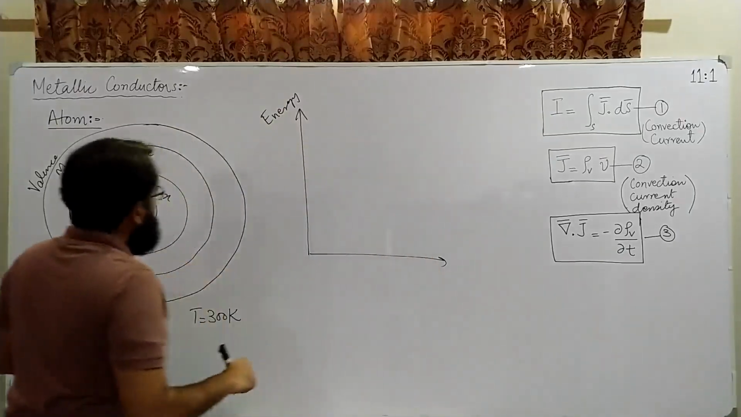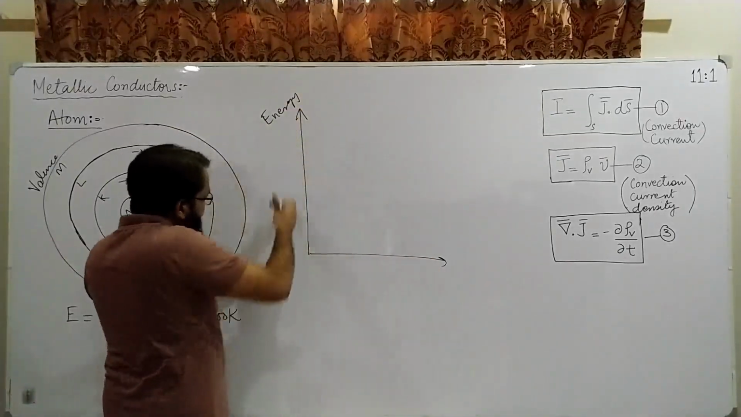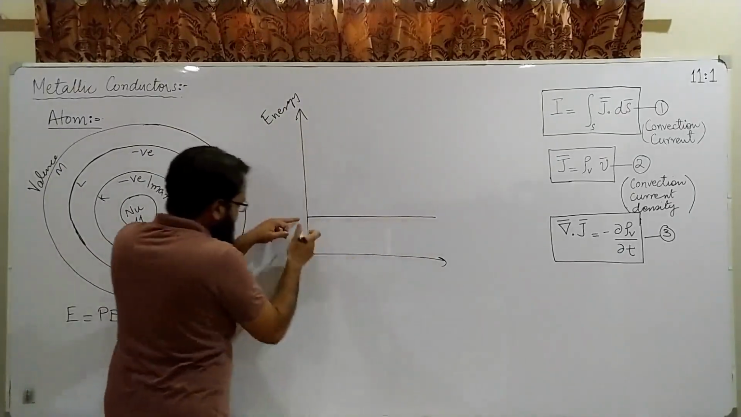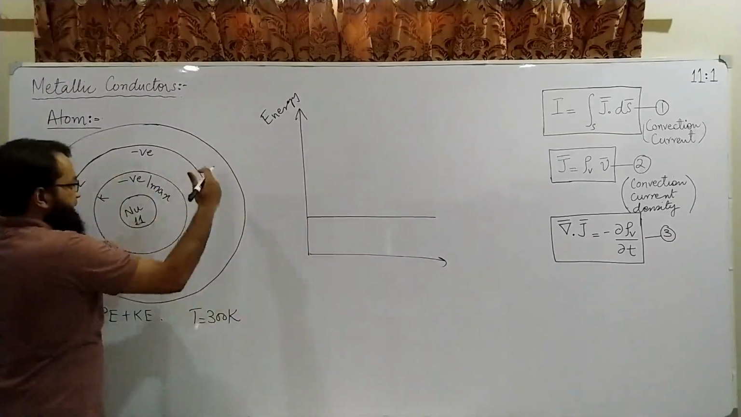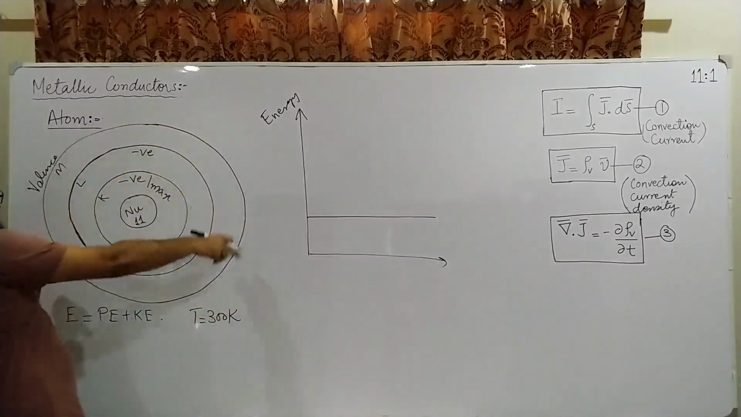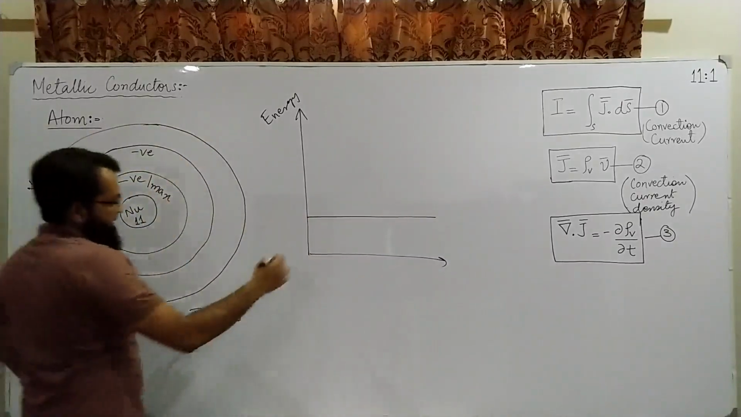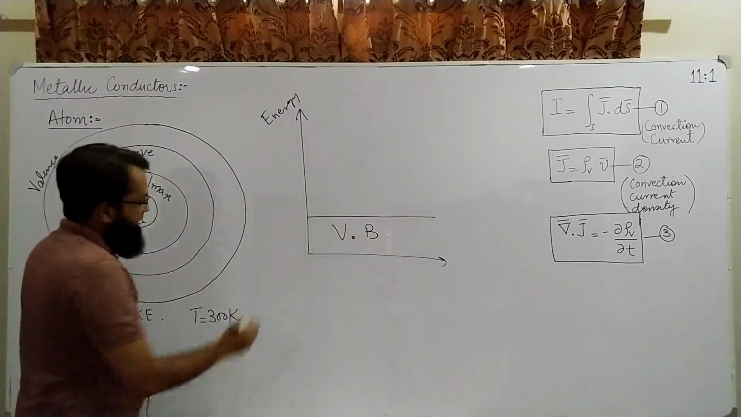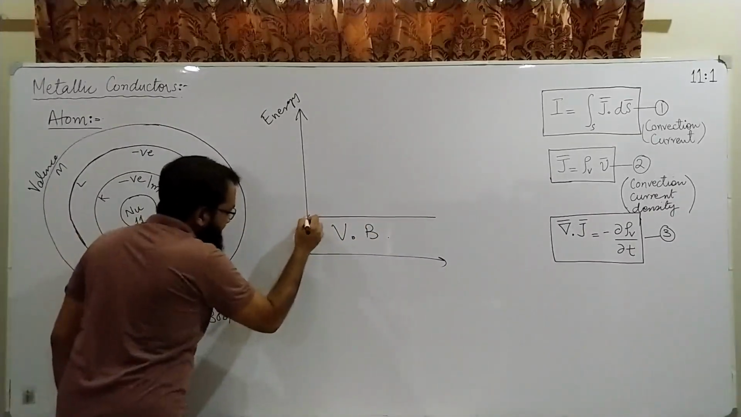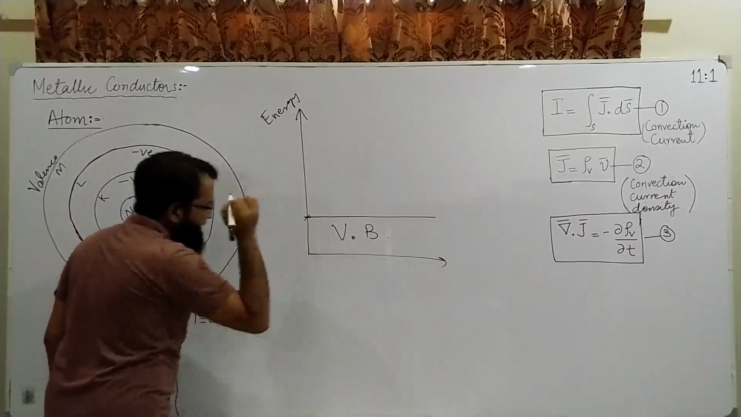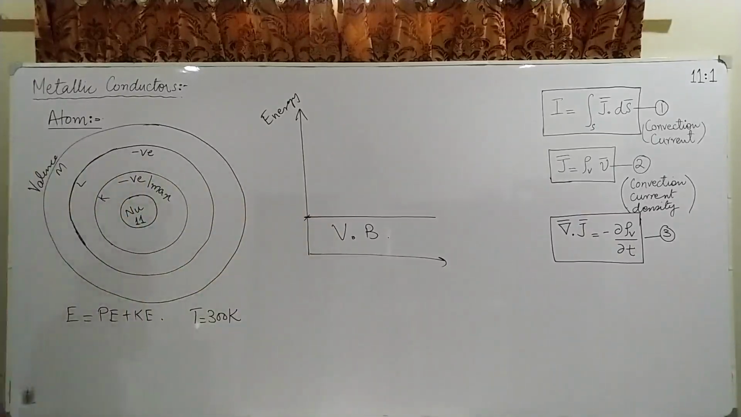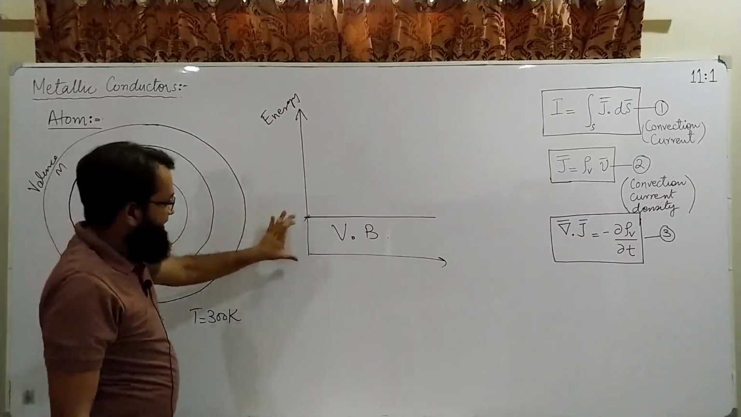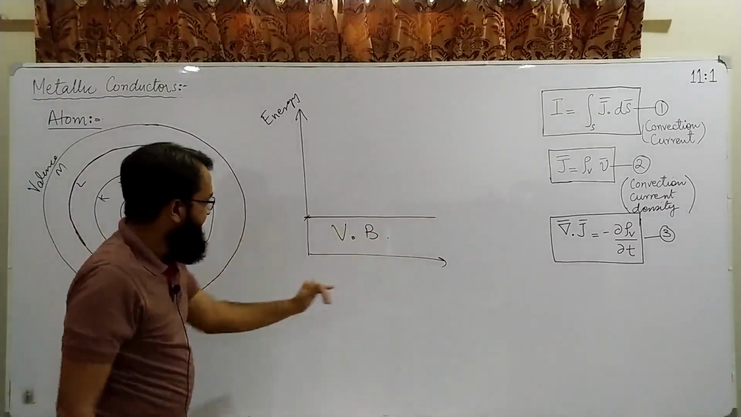Let's say this line shows the highest energy, or the energy which is associated with the valence band. So I'm writing it valence band. This is the peak energy, the maximum energy which can be achieved by an electron while it is still in the valence band.